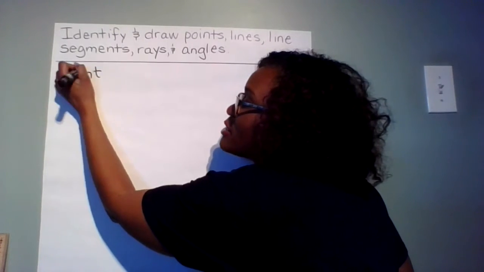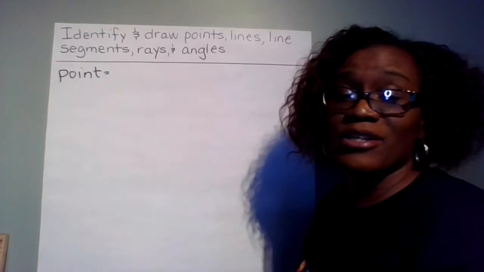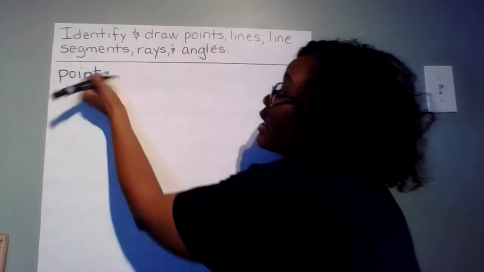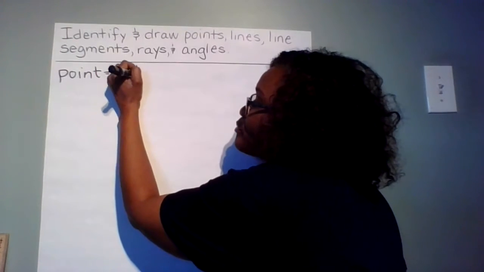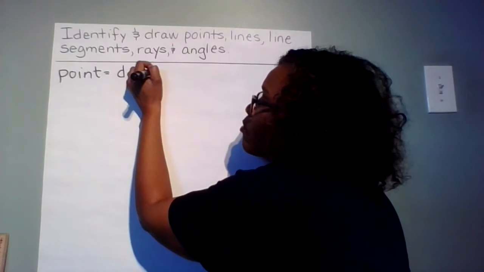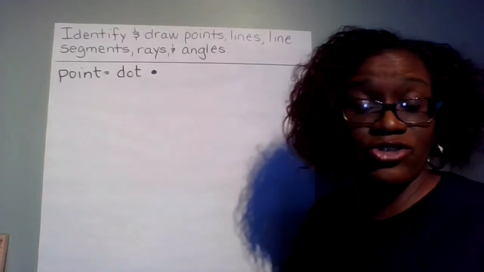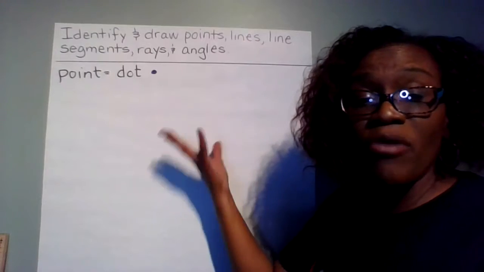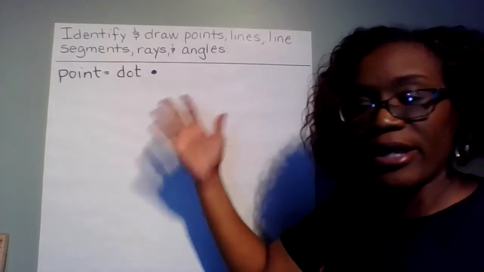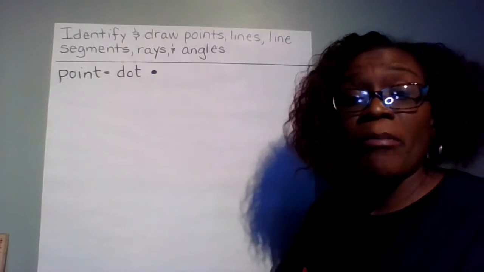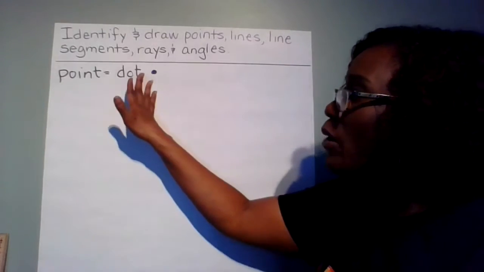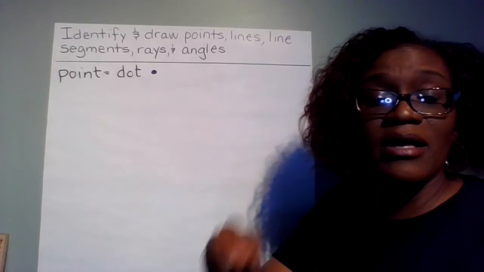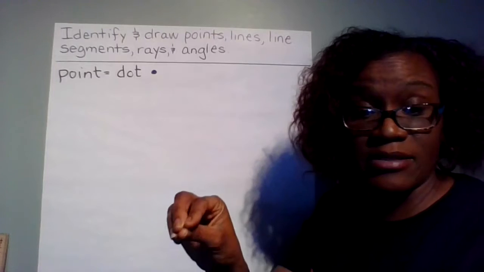So what is a point? What does it look like? So everyone, a point is just a dot. I like to tell my scholars that it looks just like a period. And on a number line, you have points, and each point represents a number. But in geometry, a point represents a specific place.